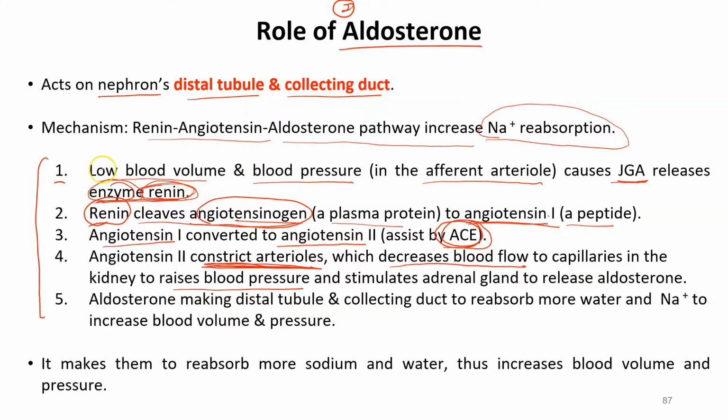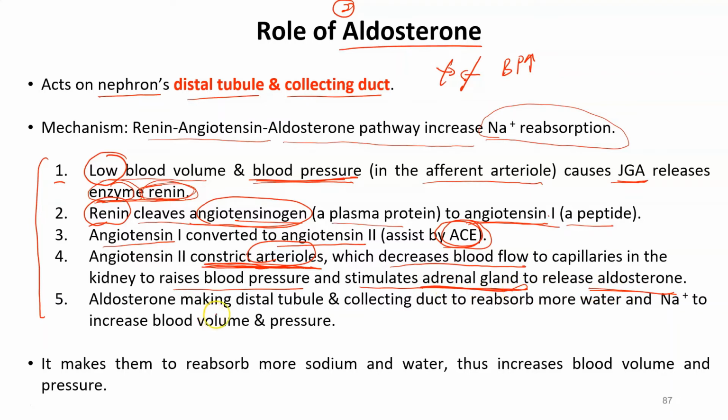Sebab apa tadi? Condition dia adalah low blood pressure. So when there is low blood pressure, you have to increase back your blood pressure to the normal set point. So how to increase back to the normal set point? Blood vessels, especially in the area of arterioles ni, kan? Dia akan constrict. So the constriction of the arterioles causes blood pressure to increase back to the normal set point, and stimulates the adrenal gland to release the hormone aldosterone. So aldosterone is secreted by the adrenal gland.